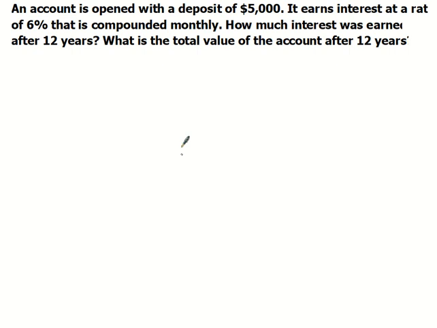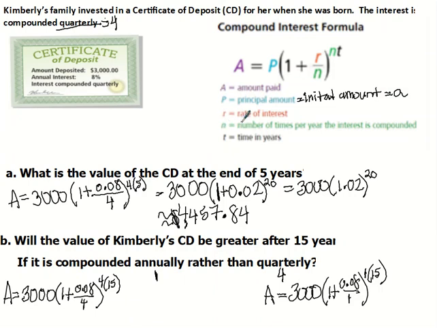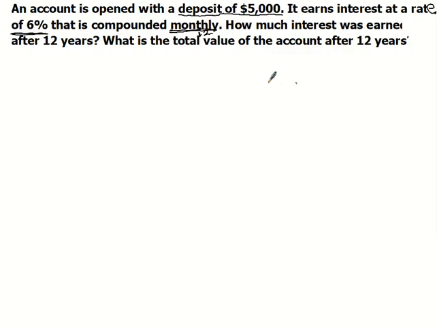All right, an account is opened with a deposit of $5,000. Okay, so there's our initial value. It earns an interest rate, that word got cut off, at 6%. This is compounded monthly. Monthly for the year is 12 times, right? Remember our formula, it says number of times per year the interest is compounded. So since it says monthly, that's 12. How much interest was earned after 12 years? What is the total value of the account after 12 years?